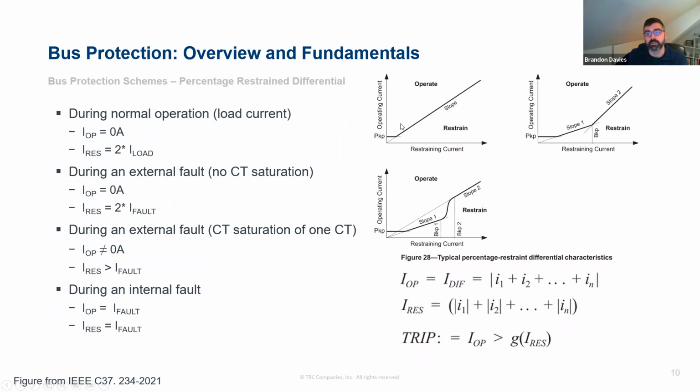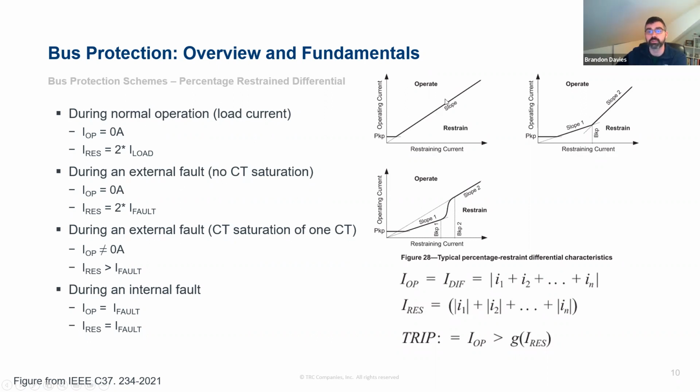We can plot that as a line with a slope, plotted with operate current versus restraint current. You can see we've got a base level pickup. I don't want this to operate below this quantity at all, no matter what. The operate current has to be above this pickup level before you make a trip decision. And then the slope or the percentage defines how much operate current you have to see versus the restraint.